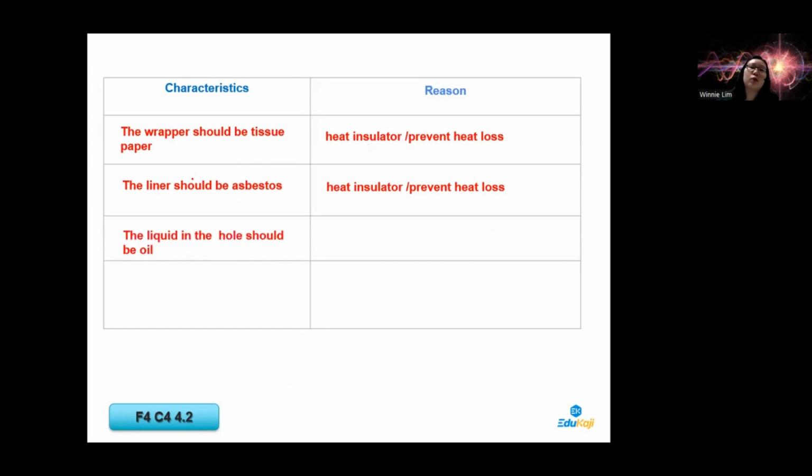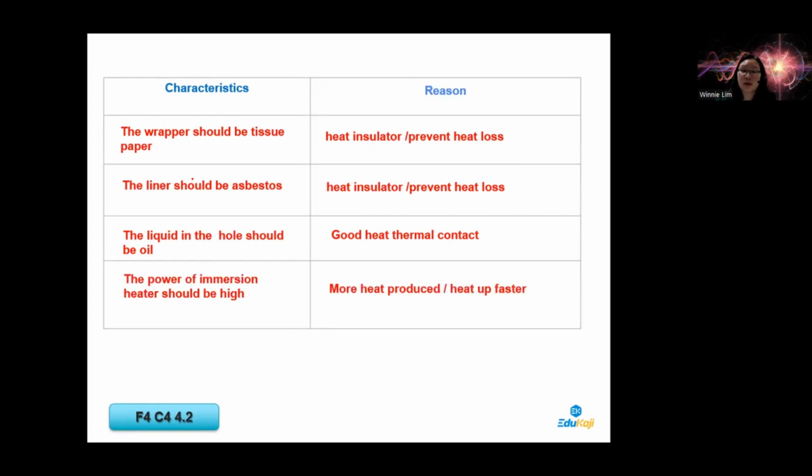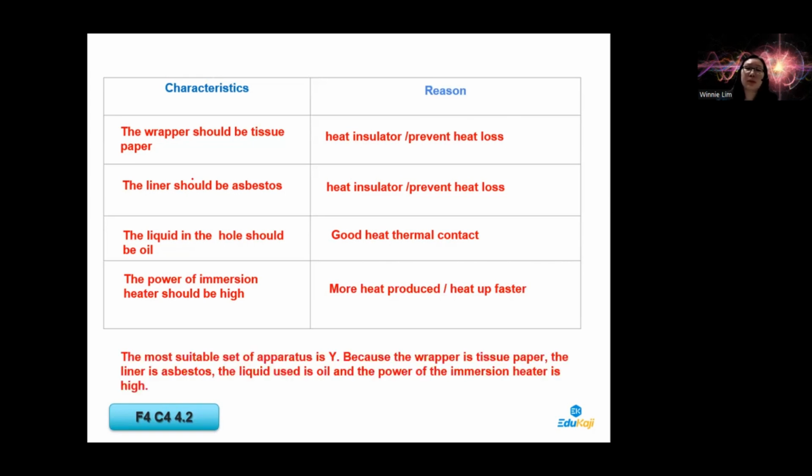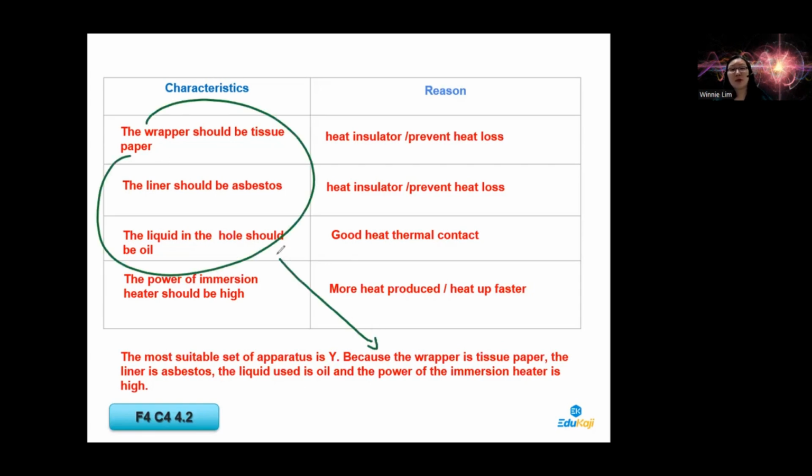Then the liquid in the hole should be what? Oil. Why? You have good thermal contact or better convection. And lastly, the power should be high. Why? More heat is produced, heats up faster. So this is how you write. And then only lastly, you choose. You say the most suitable set of operators is Y? Because the wrapper, you just repeat what you said on the left-hand side. Repeat again. Then you get the 10 marks.